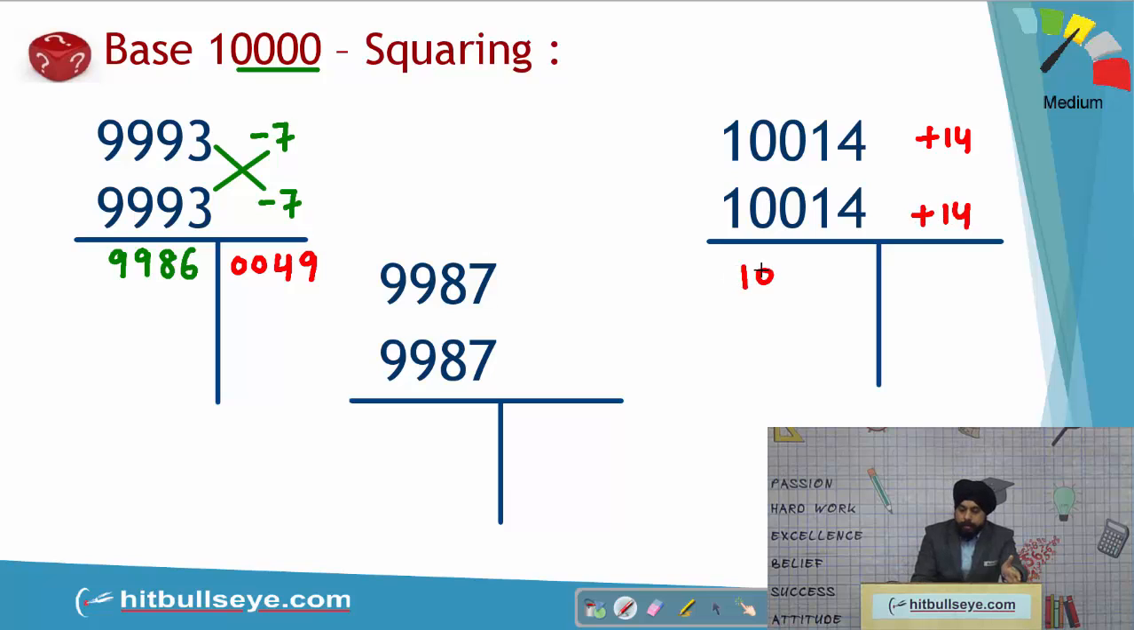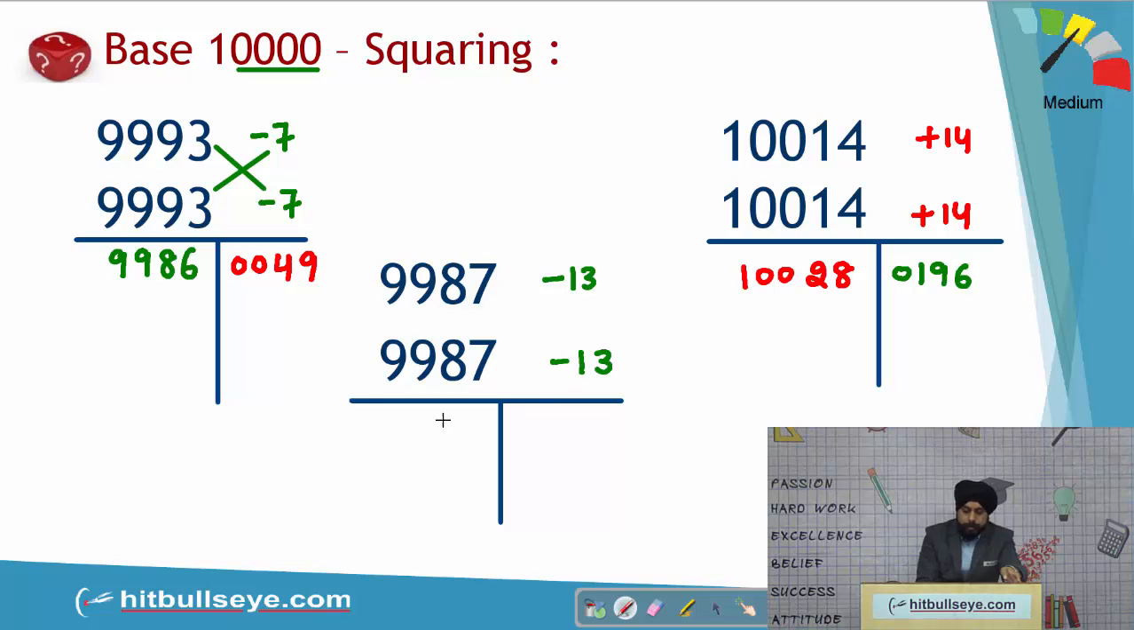It is plus 14, students. It is 10028. Now how much is 14 square? It is 196. We require 4 digits. So it is 0196. It is minus 13.